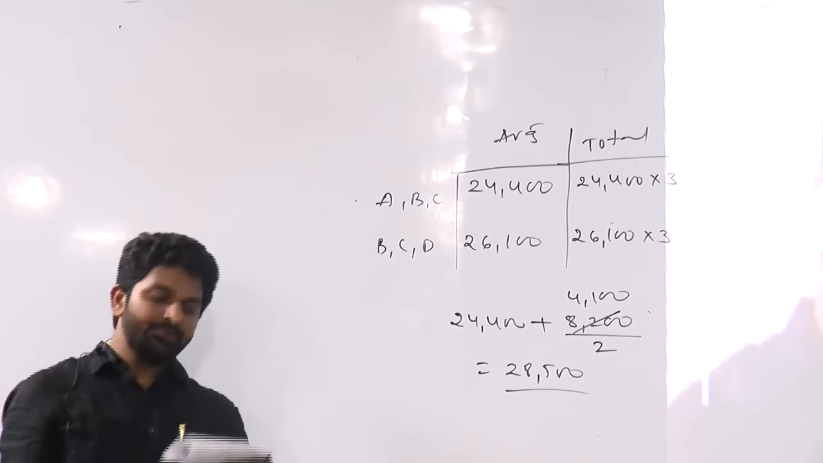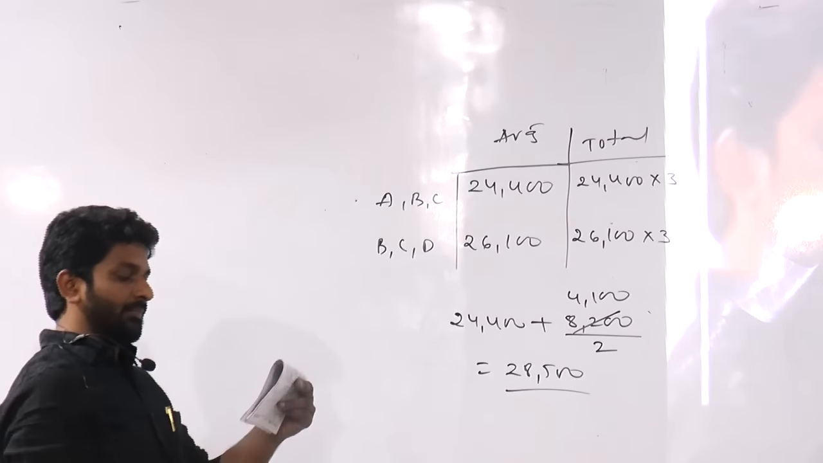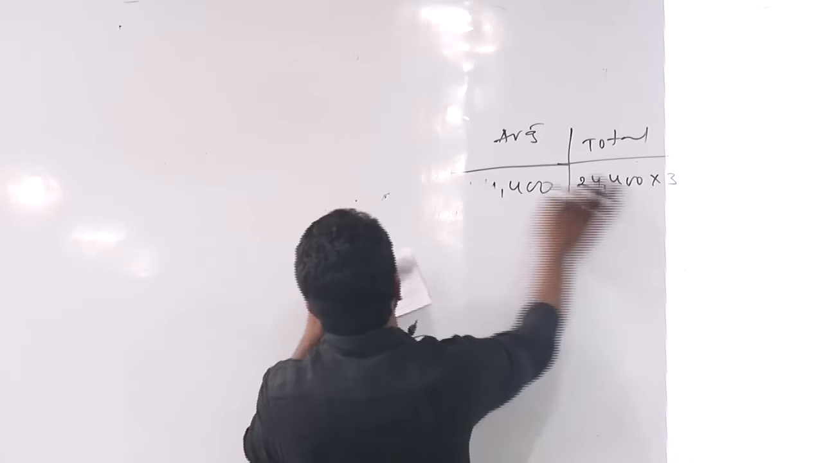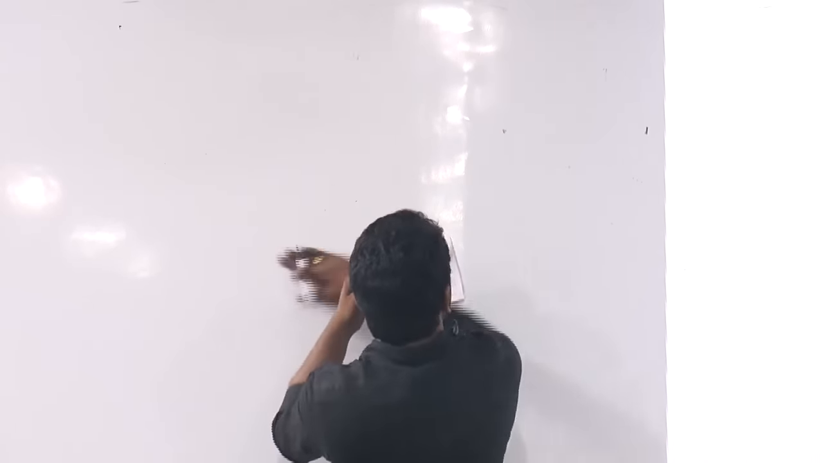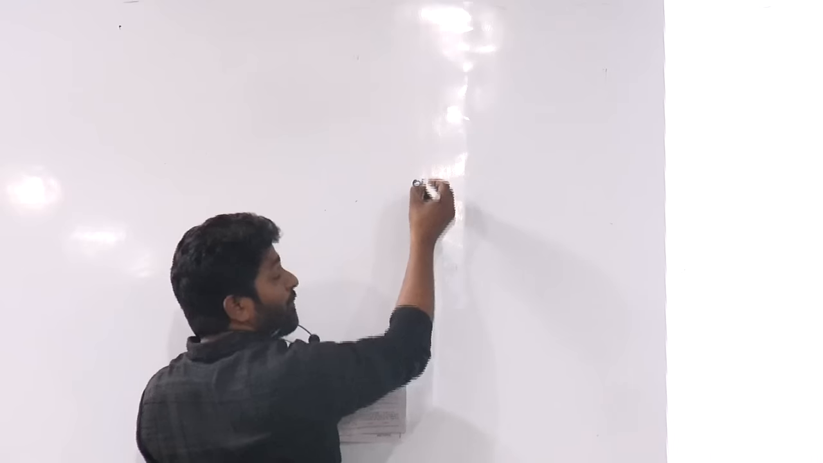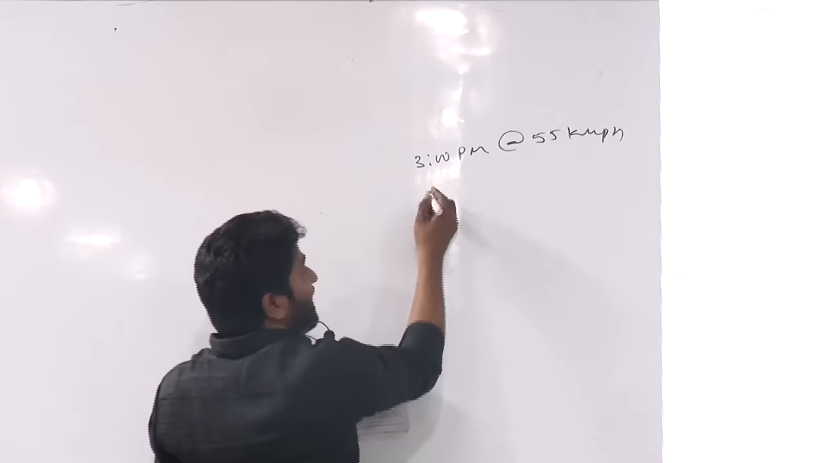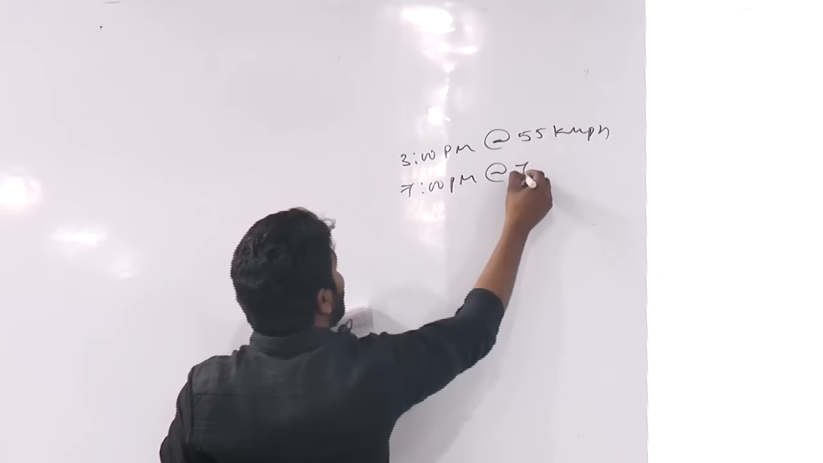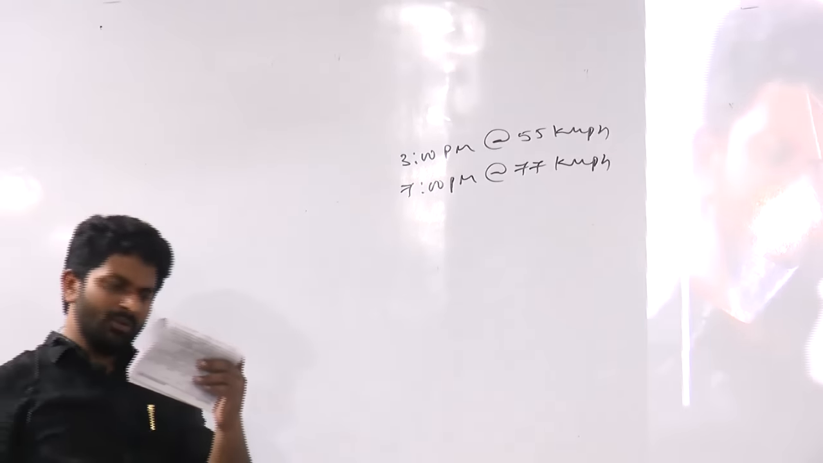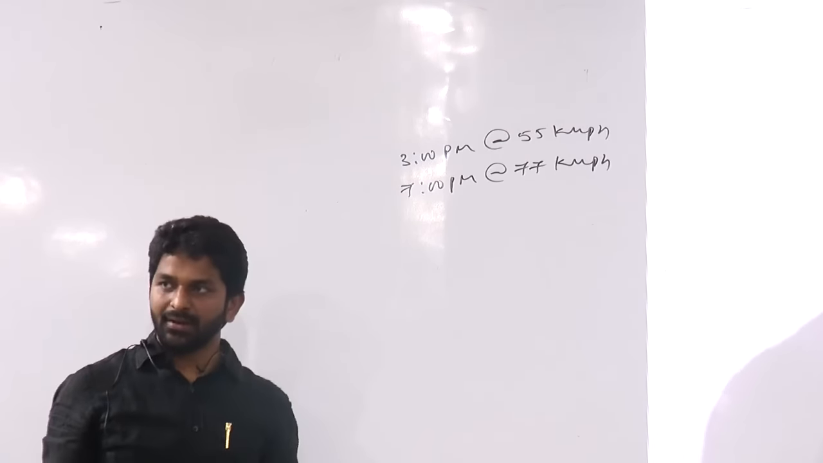Next, 64. A passenger train from Mumbai leaves for Delhi at 3 p.m. at an average speed of 55 km per hour. At 7 p.m., a super fast train also leaves for Delhi from Mumbai. So both are starting from the same place. The first train started from Mumbai at 3 p.m. with a speed of 55 km per hour, and the second train started from Mumbai at 7 p.m. with a speed of 77 km per hour. And you're asked, okay, how far from Mumbai will the super fast train overtake the passenger train?